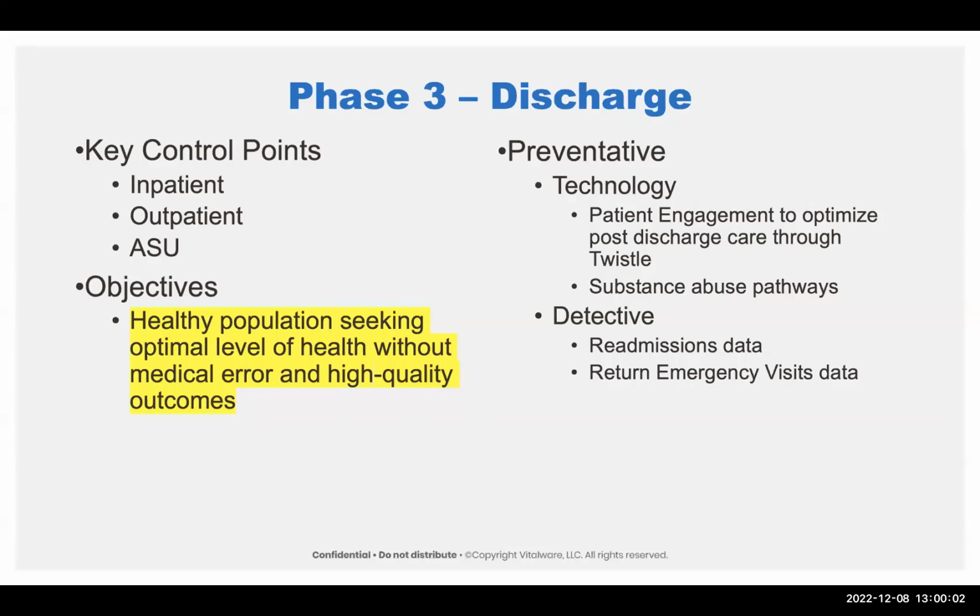Healthy population, not sick population. Healthy population seeking optimal level of health without errors and high quality outcomes. Preventative methods are to engage and optimize post-discharge care. We have a company called Twistle that has software that engages a patient, and you see much better outcomes and less readmission. They have substance abuse pathways. Detective: readmissions data, return to emergency visits data.